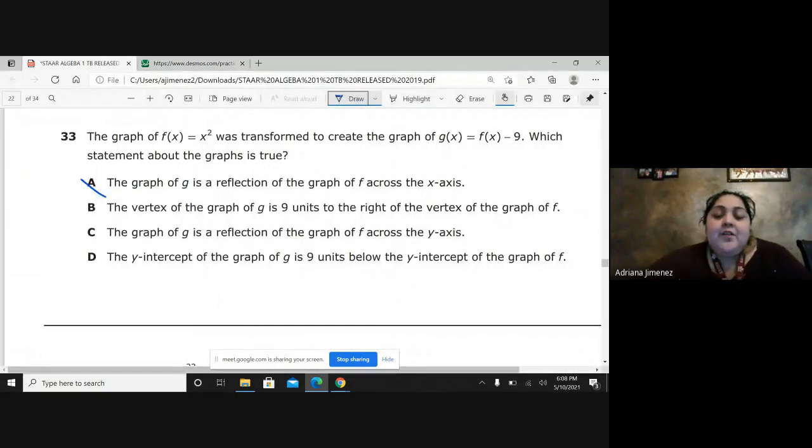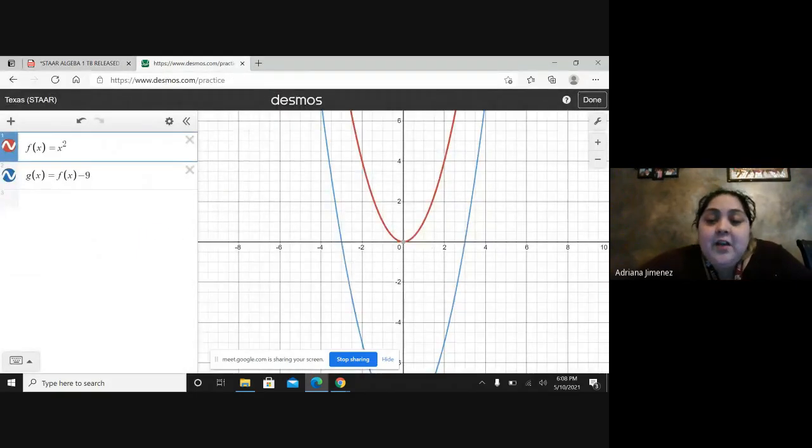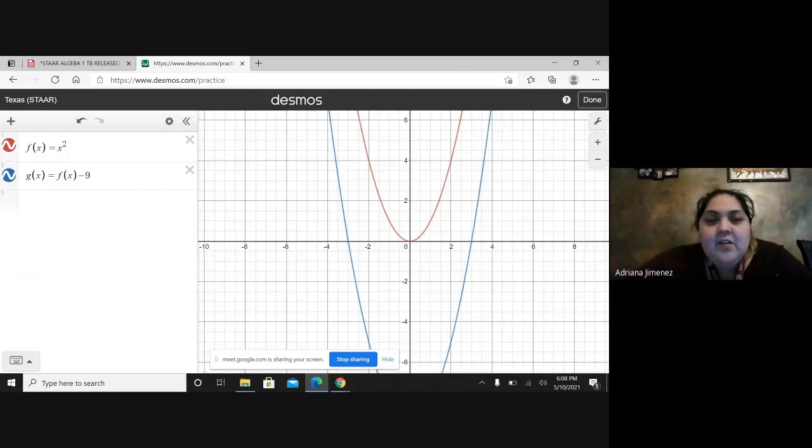The next one said the vertex was moved 9 units to the right. All right, so here's the vertex right here at 0, 0. To the right, 9 would be over here, and it wouldn't be lower. This is a little bit lower, so it would just be over here at 9. So this one's wrong.